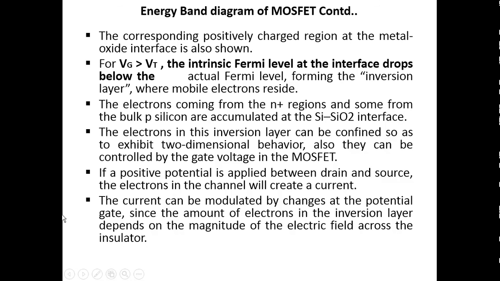I told you already, the current can be modulated by changes in the potential at the gate, since the amount of electrons in the inversion layer depends on the magnitude of the electric field produced by the gate-source voltage across the insulator. Insulator means the silicon oxide, between the silicon oxide and the silicon substrate. There the inversion layer is there.